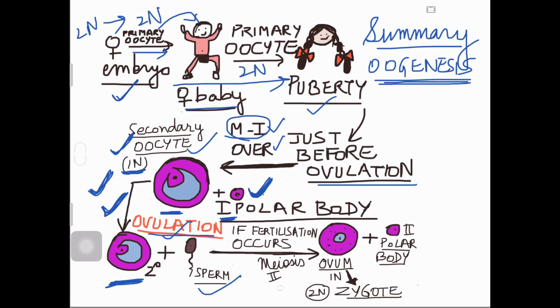If it happens to meet a sperm, that is called fertilization. If it occurs, then meiosis second will take place. Then only meiosis second takes place to form an actual ovum. Ovum is produced plus a small polar body is again produced, which gets degenerated.